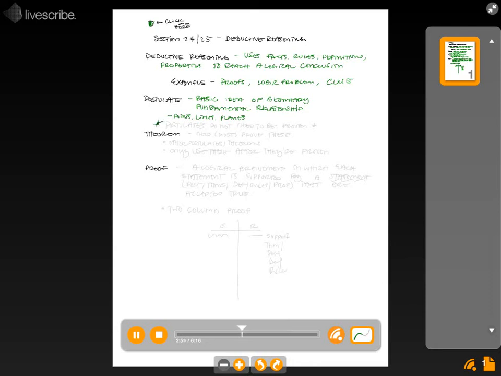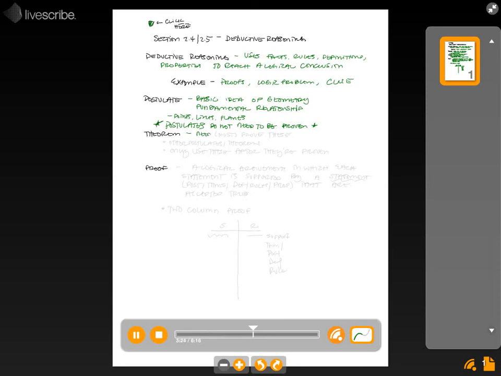Now, something important is that postulates do not need to be proven. Okay? And that's important. Postulates we understand are true. They're all basic ideas, and we understand that they're true. We just need to put it down in writing so we can give them a name, but we don't need to prove them. Now, theorems are the opposite.